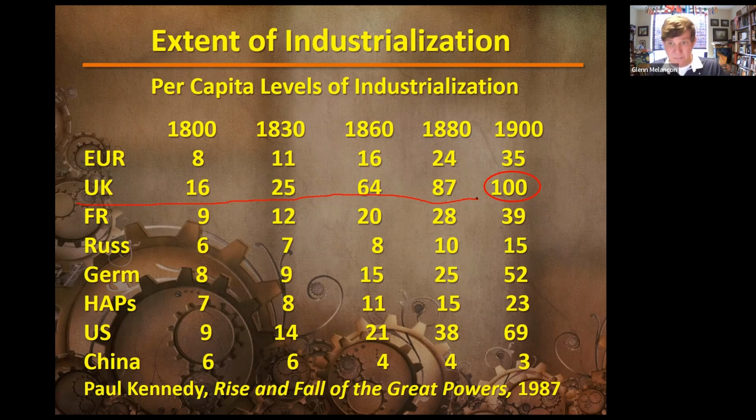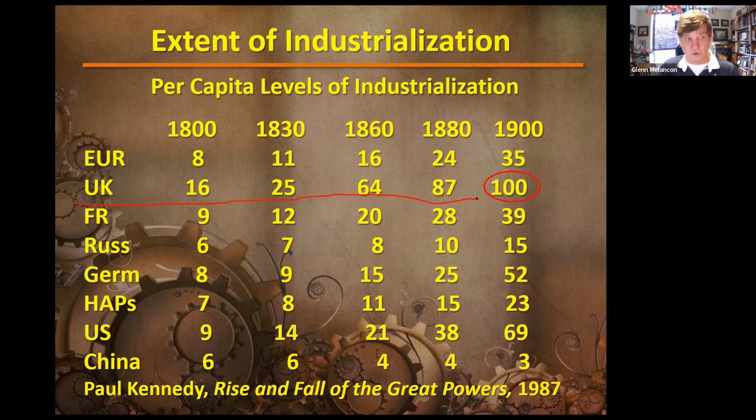We can then also compare that to other parts of the world. So Europe as a whole, with first line, 8, 11, 16, 24, 35. So compared to the rest of Europe, the UK is leaping far ahead with industrialization. Even places like France are nowhere near English level or UK levels of industrialization. At the end of the century, they're still at 39. Russia, 15, right?